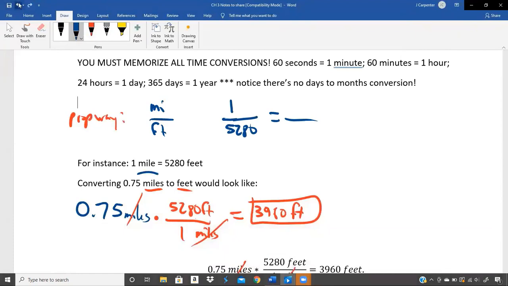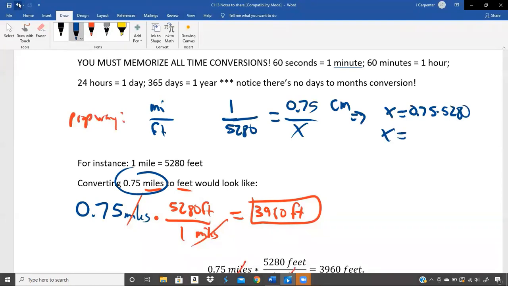Then in our problem, we were supposed to be converting 0.75 miles. So where does the 0.75 go? Well, where the miles are, top. So there's a 0.75, which makes that an x. You will cross multiply to get x equals 0.75 times 5280, which is literally the same thing we just did. It's 3960. Because x was in the bottom, we know it's feet.